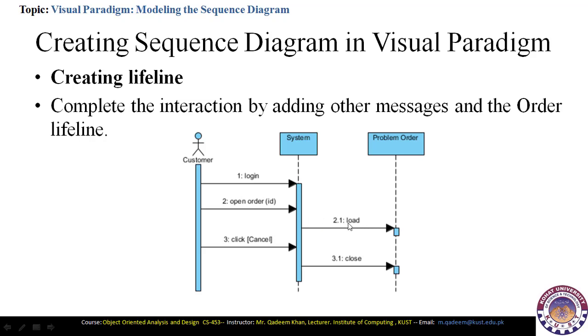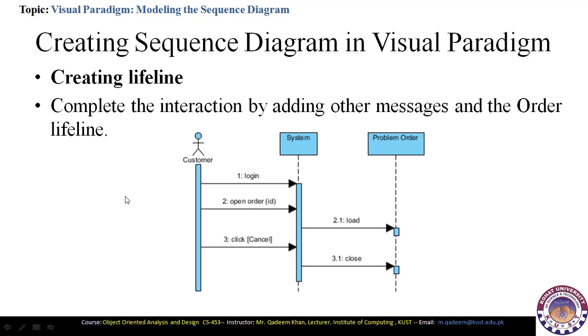this will call the load function of the problem order, and then the customer will click, that means click on cancel. If they click on cancel, then the close operation of the problem order will be called. So this is the sequence in which the particular functions will be called.